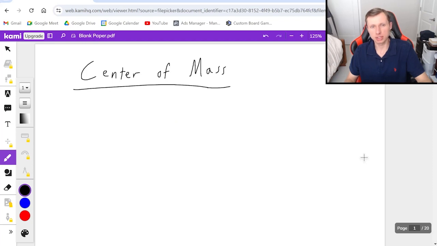Today we're going to be talking about center of mass in two dimensions. That's right, the x and the y dimension. So first I guess I should give you the center of mass equation.